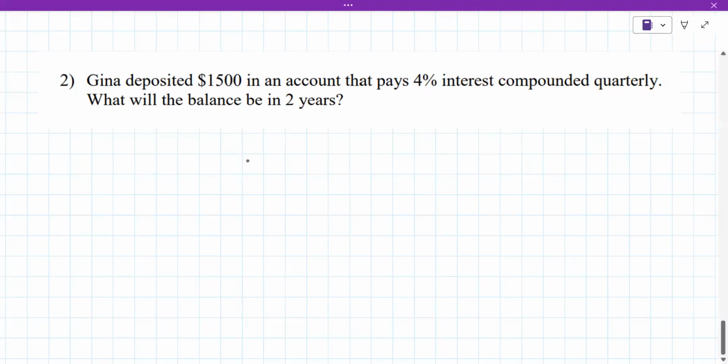I got 1,624.28 cents. 29 rounded up, but close enough. I wouldn't make a big deal out of that. That's really good. Let me see if I can give you a more difficult one.